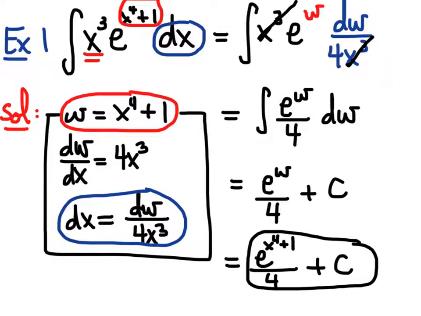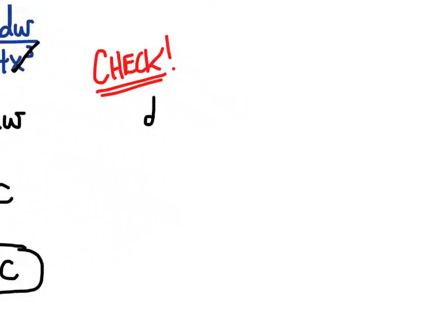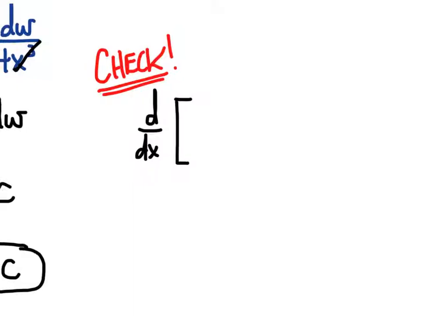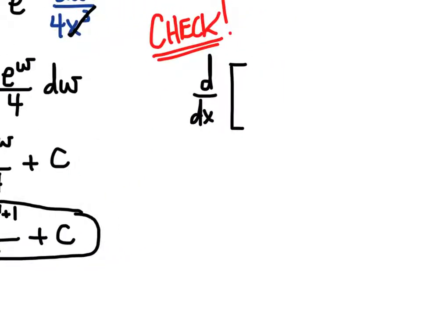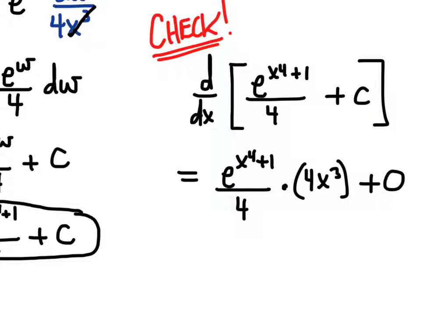So let's try to do that. We're going to take a derivative with respect to x of what we found over here, which was e to the x to the fourth plus 1 over 4 plus c. This is a basic chain rule, so we know the answer is e to the x to the fourth plus 1 over 4 times the derivative of x to the fourth plus 1, which is 4x to the third, and then we have plus 0.